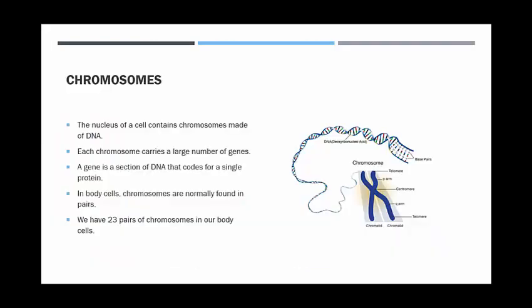So chromosomes are found in the nucleus of a cell and they are made of DNA. Each chromosome carries on it a large number of genes, and each gene is a section of DNA that codes for a single protein. In our body cells, chromosomes are normally found in pairs, and as humans we have 23 pairs of chromosomes in each of our body cells. That means each of our cells contains 46 individual chromosomes.